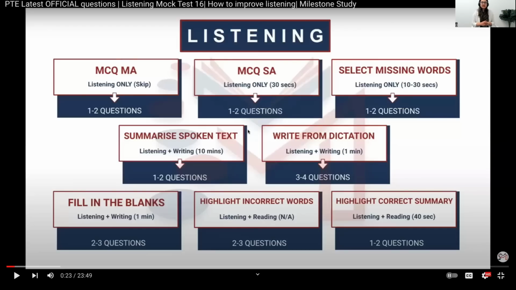Now, you can see my screen here. I've got 8 questions here, which is related to listening. The first one will always be summarized spoken text, okay? So I'm going to play the audio for this, and then we will try to see how I did it in the test. You guys can follow the exact thing I'm doing.